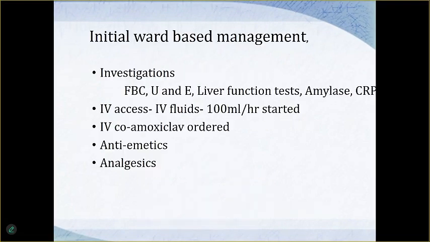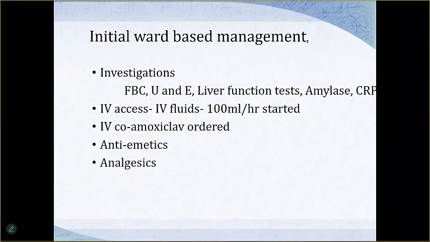The initial ward-based management included investigations and some treatment. A full blood count, urea and electrolytes, liver function test, amylase, and CRP had been sent. IV access was taken, and fluid was started at a rate of 100 ml per hour at the surgical ward. IV co-amoxiclav was also ordered, and I assume it was started, along with antiemetics and analgesics.